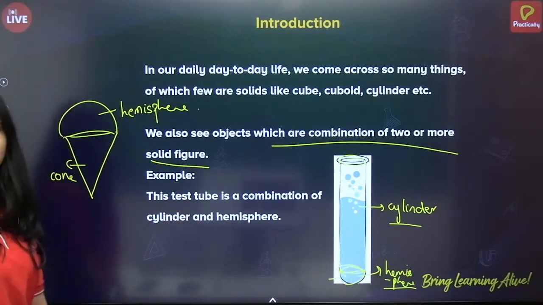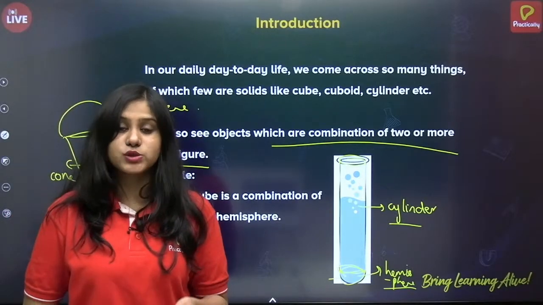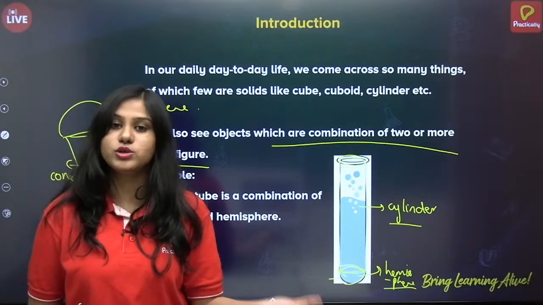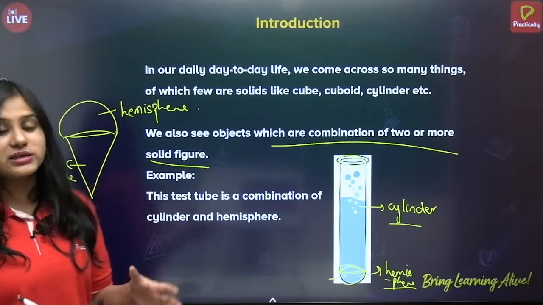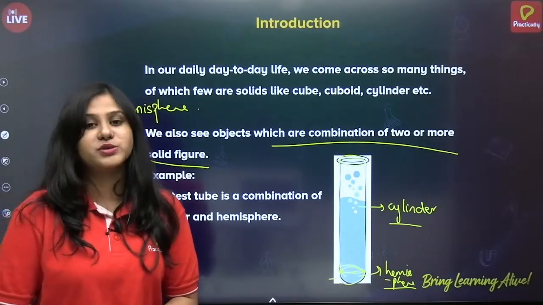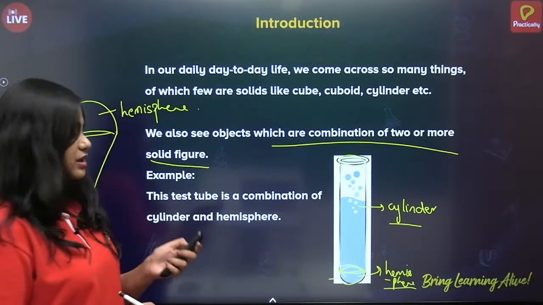So we can actually give many examples of this kind where one object is the combination of two or more solids. So by the time I discuss the next, you can comment what all solid objects you observe which are the combination, okay? Moving to the next.